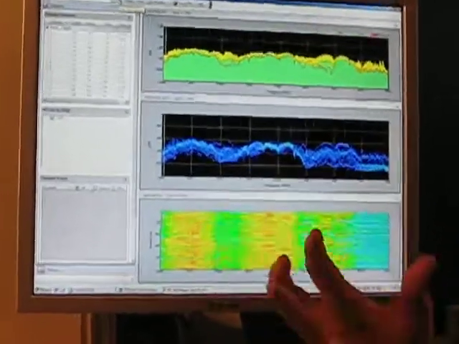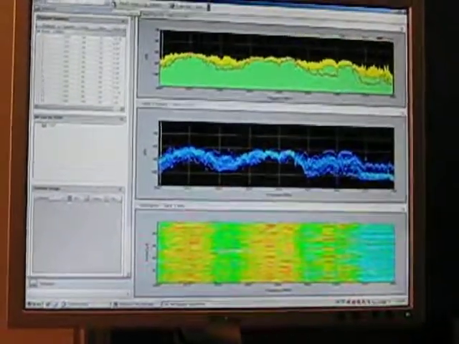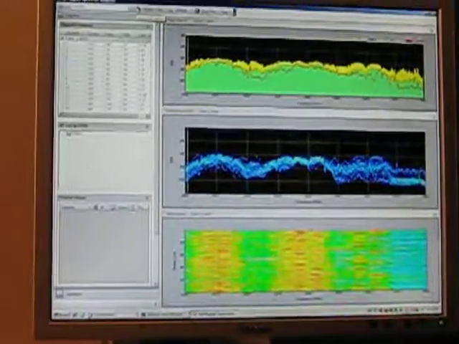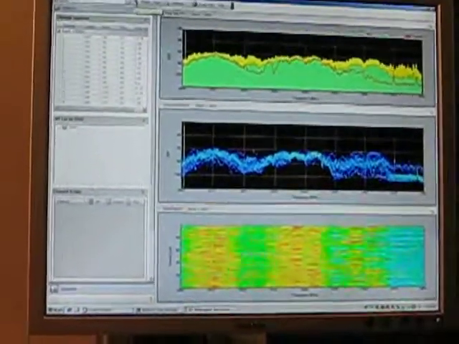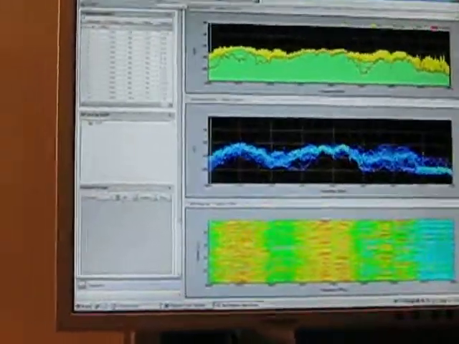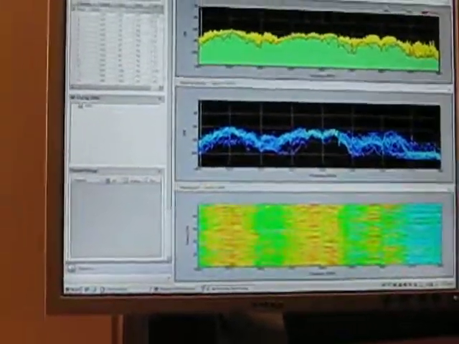But what this would allow us to see is if there's bursty interference, if there's something that isn't present very often, you'd be able to look back in this swept spectrogram and be able to see that interference. So that's a really quick view of this new spectrum analyzer.